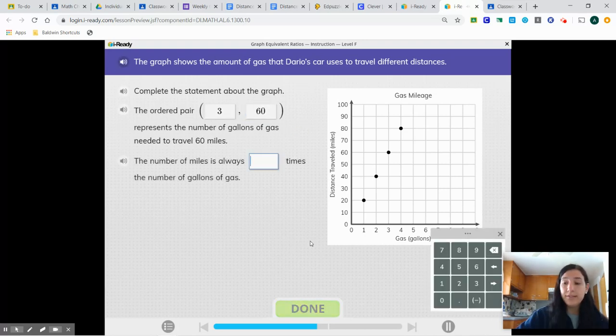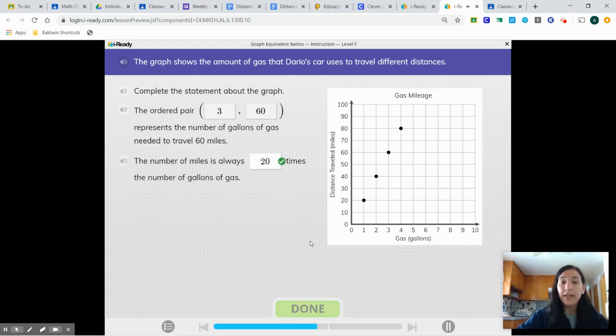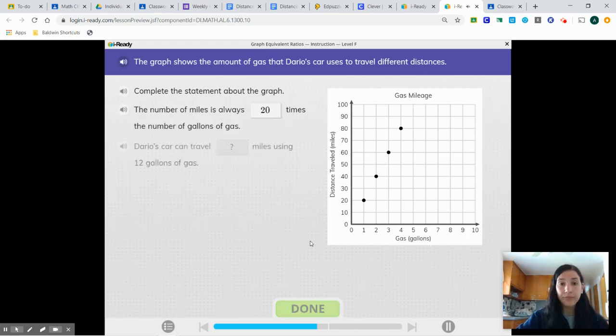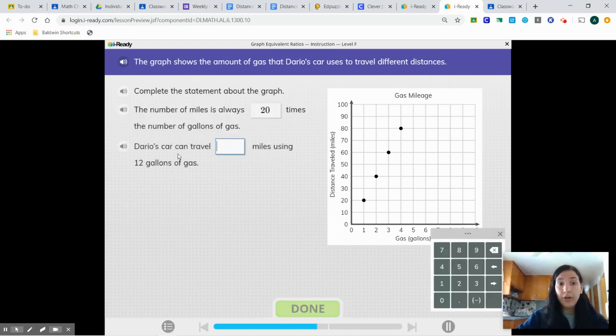Now, the number of miles is always 20 times the number of gallons of gas. That's our unit rate. How far is his car traveling on 12 gallons of gas? Well, if we know that he's using 20 miles per gallon, we want to do 12 times 20, which should give us 240.